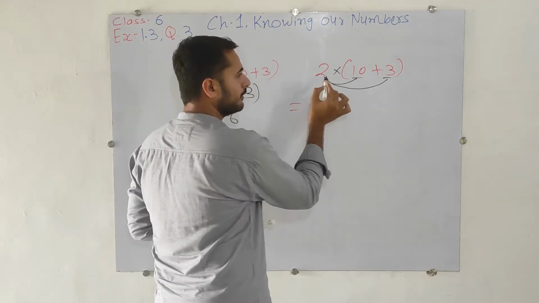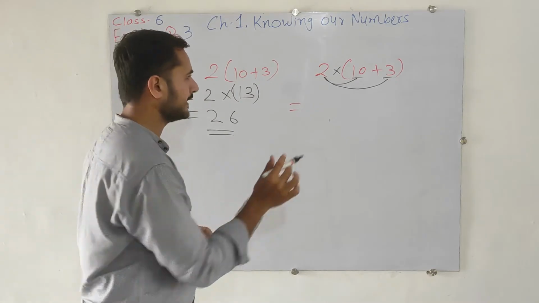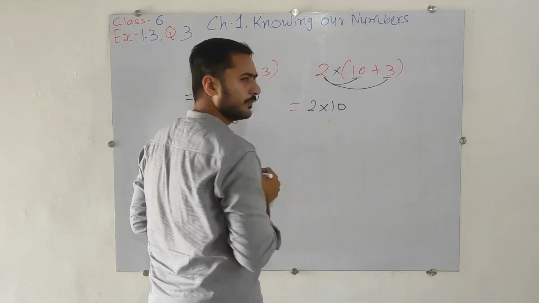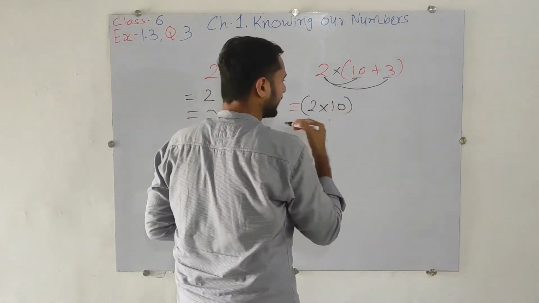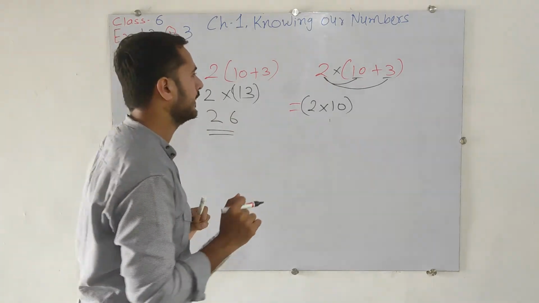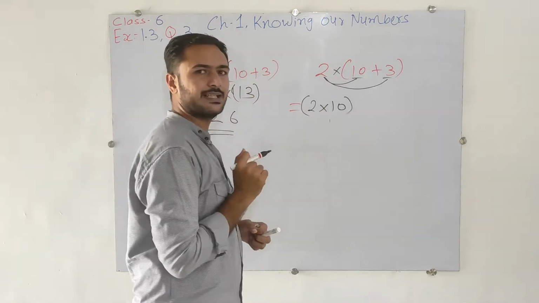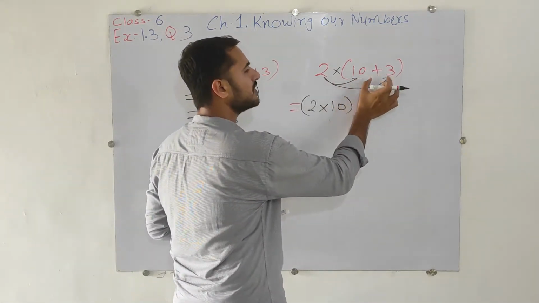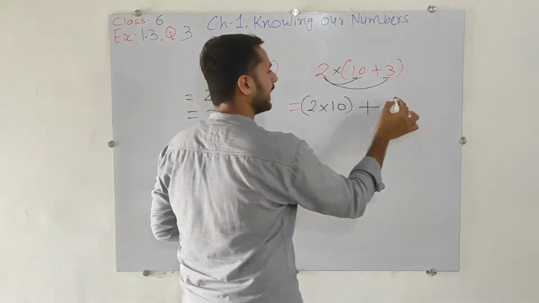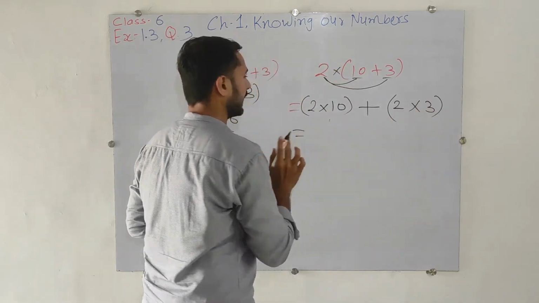As I told you, we will multiply 2 to each and every term of the bracket. So the first one is 10. So simply 2 multiplied by 10, and just do the bracket. No need to do it, okay, but right now just do the bracket so you can understand very well. Then towards the next term, that is 3. But in between 10 and 3, which sign is there? Plus, put the plus sign. Now do the bracket and 2 multiplied by 3. Okay, this is done.